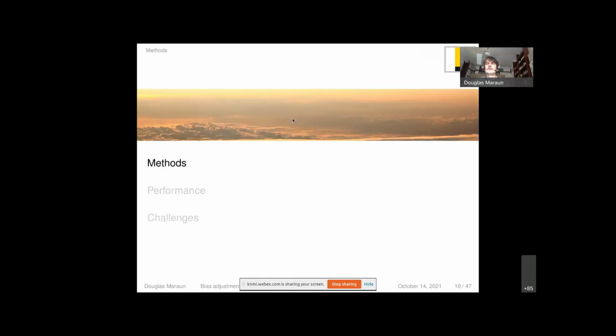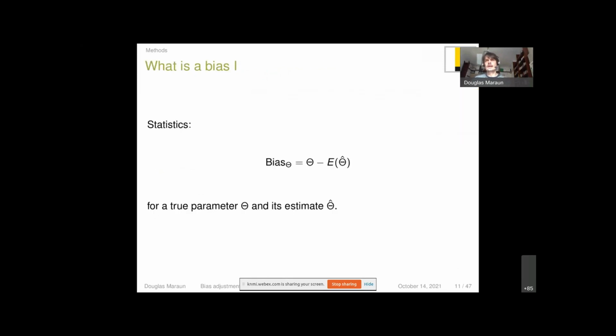Okay. So let me first introduce a couple of methods. Just really standard methods. And before we go there, I think we should clarify what we mean by a bias. So in statistics, a bias for a certain parameter, let's call it theta for now. It could be the summer mean temperature. It could be winter rainfall or whatever. Or it could even be the 95th percentile of heavy precipitation.